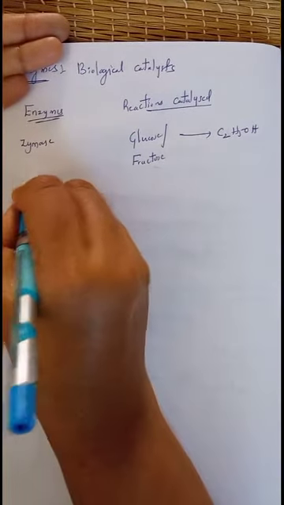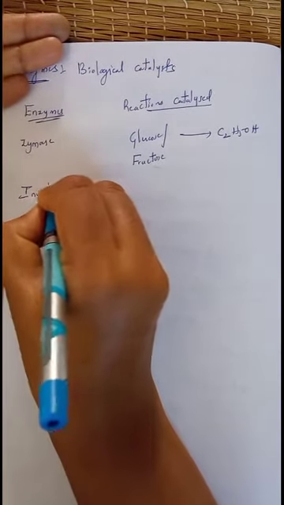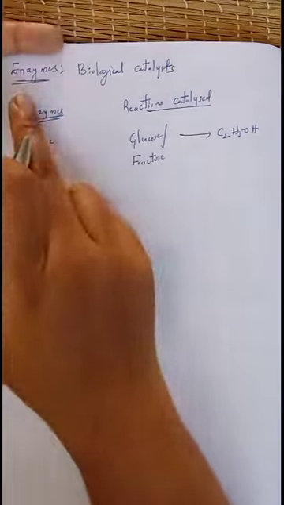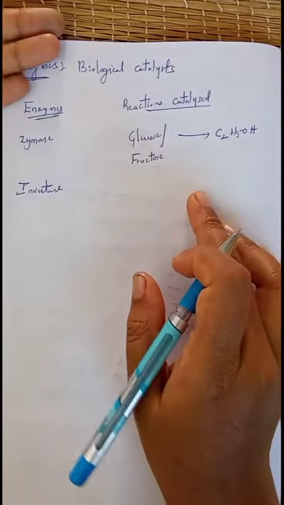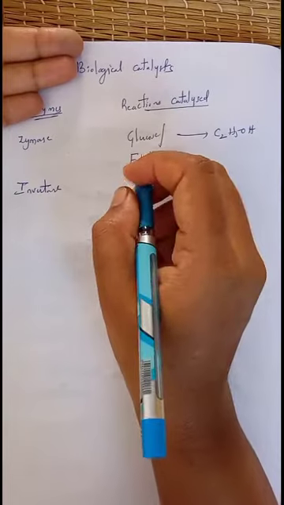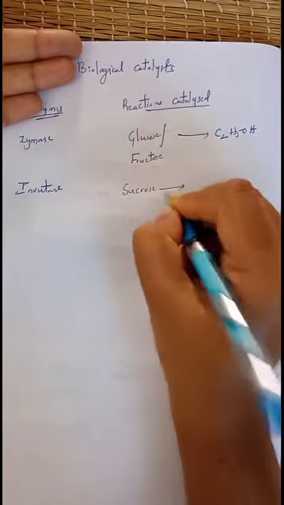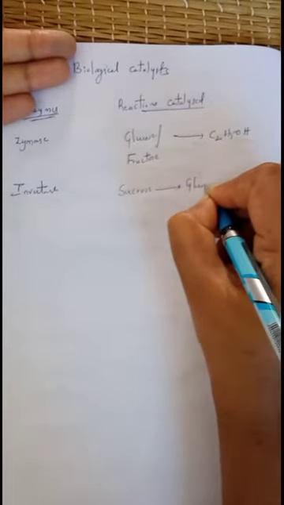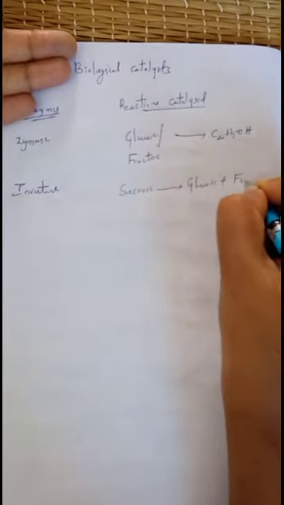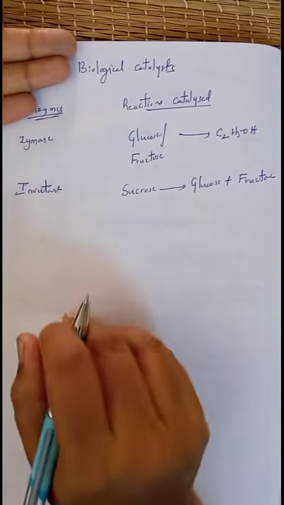Next one, invertase. Invertase is also one of the biocatalysts, or we can also call it an enzyme, which can catalyze sucrose into glucose and fructose. For this conversion, we can use this invertase enzyme.